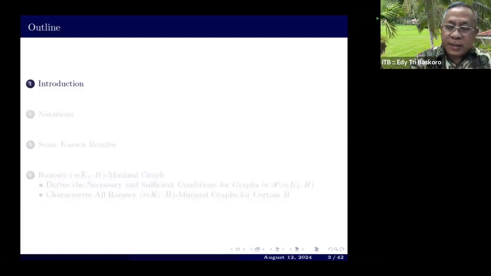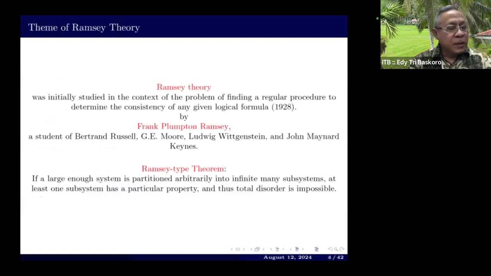Let me start with the introduction. Ramsey theory has been extensively studied since 1928. At the beginning, this problem was studied in a mathematical logic context by Frank Plumpton Ramsey, with the main theme, complete disorder is impossible.